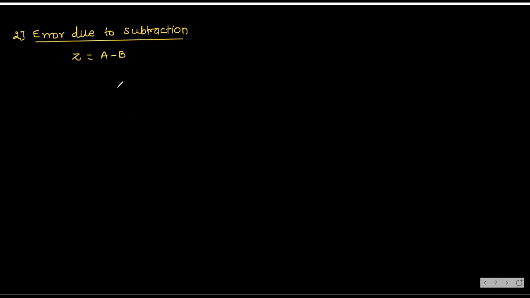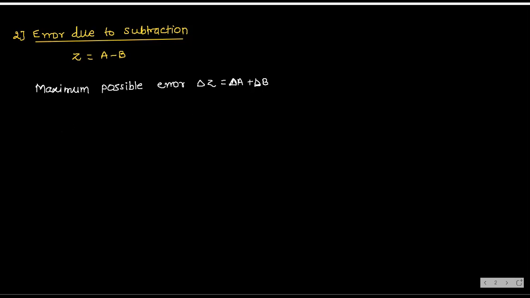Now here maximum possible error is what? Keep it in mind. Here also maximum possible error is delta a plus delta b only. Keep it in mind. Maximum possible error delta z is equal to delta a plus delta b. What are delta a and delta b? Absolute errors. Keep it in mind. Absolute error means they will give you in the problem. Delta a plus delta b.